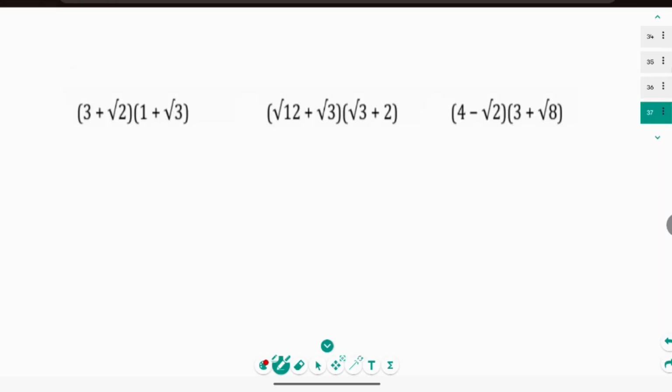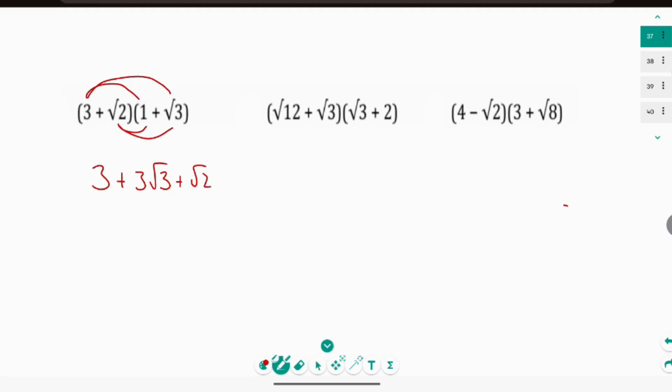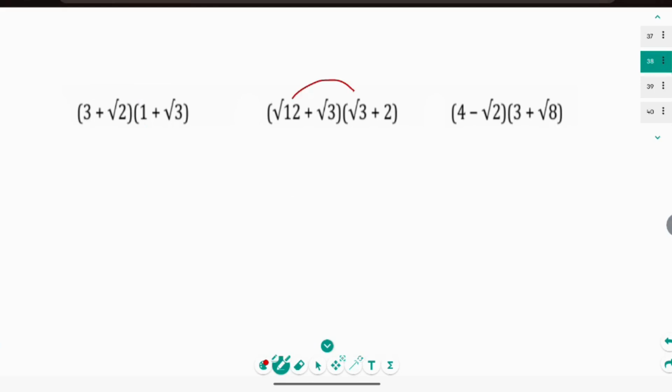Okay, have a go at these 3. Put me on pause and press play when you're finished. 3 times 1, 3. 3 times root 3, 3 root 3. Root 2 times 1, root 2. Root 2 times root 3, root 6. Cannot simplify that. Cannot collect any like terms. That is your answer.